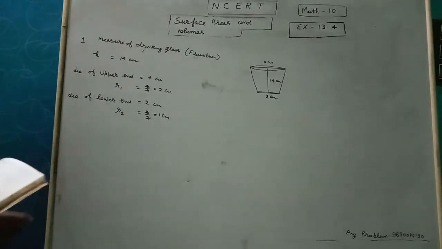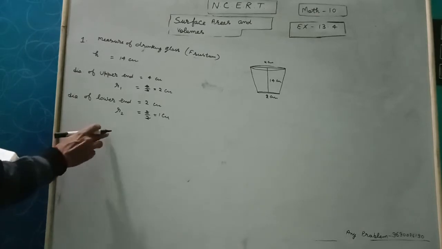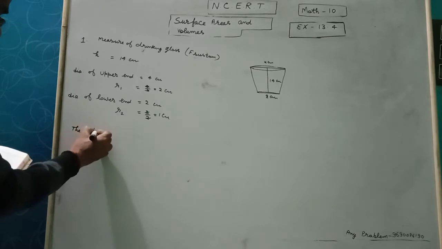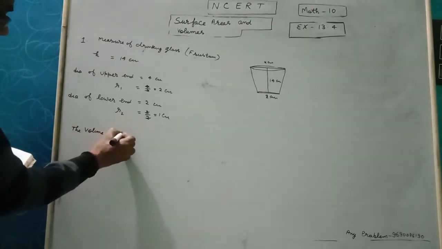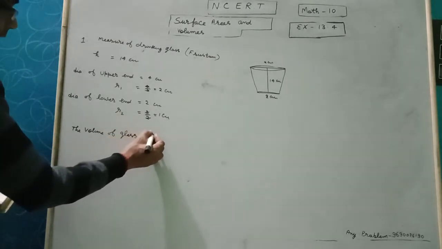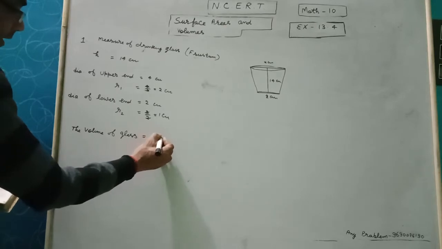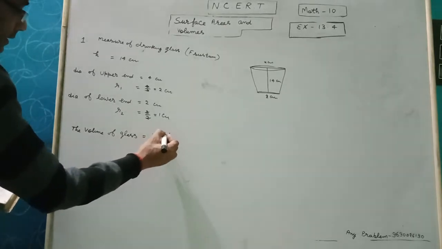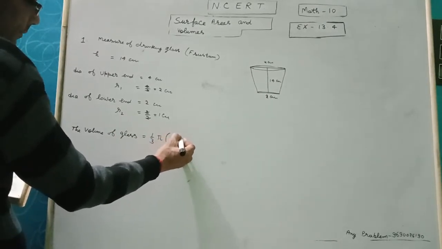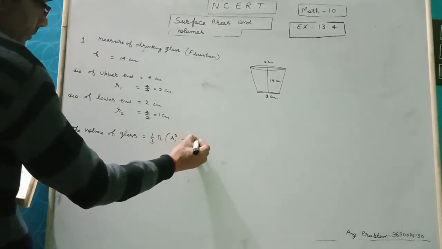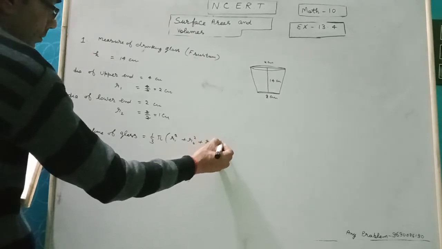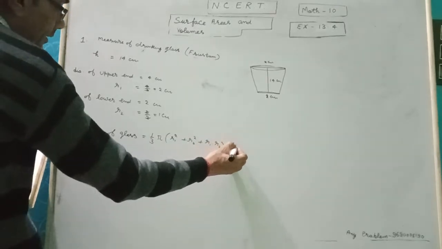Find the capacity of the glass. Capacity is the volume of the drinking glass, which will be 1 upon 3 pi, r1 square plus r2 square plus r1 into r2, into h.